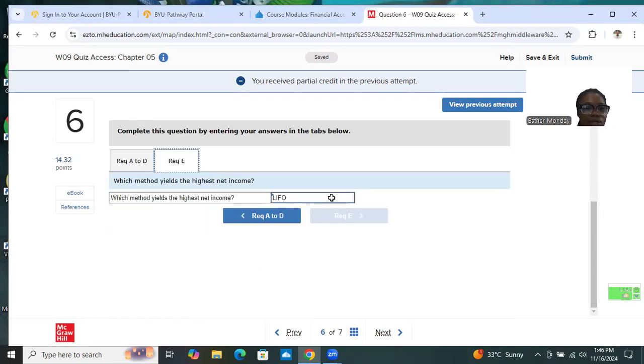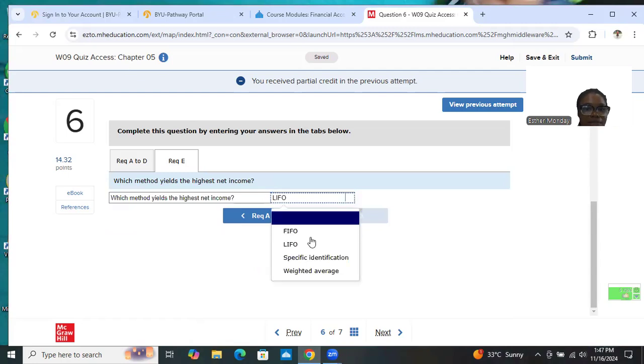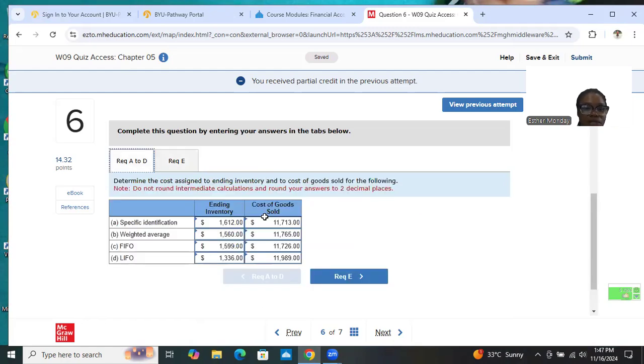So we'll now come here to find the one that gives us the highest net income, which is first in, first out. It will be the one to yield the highest net income.